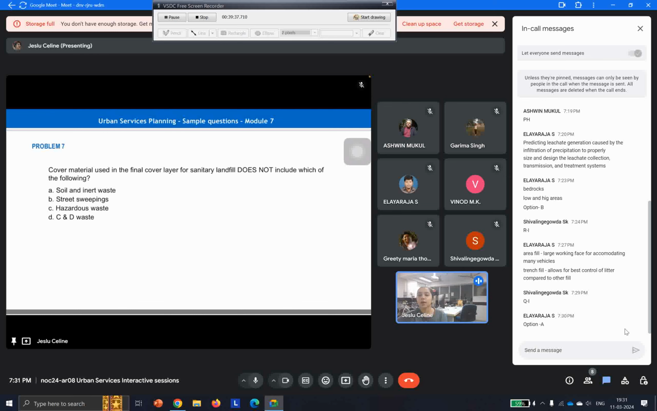Problem 7. Cover material used in the final cover layer of a sanitary landfill does not include which of the following? A, soil and inert waste; B, street sweepings; C, hazardous waste; and D, construction and demolition waste. Somebody has put option A. Okay, that was for the previous question. For this question, the cover materials which are used, do they involve soil and inert waste? Yes, we can use soil and inert waste on top.